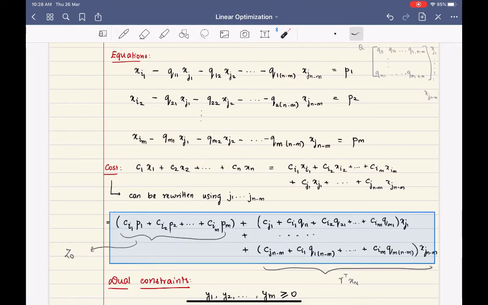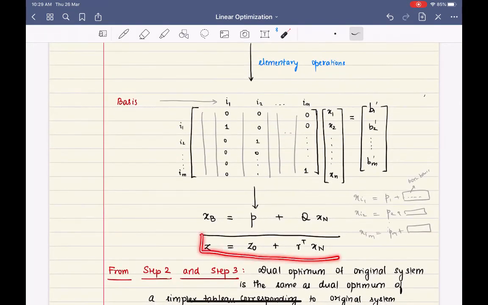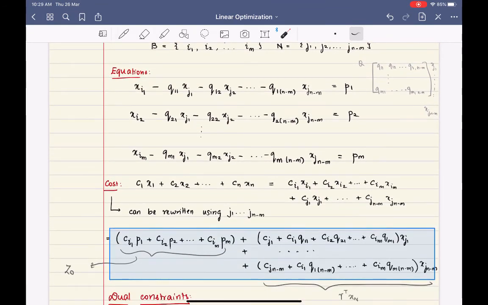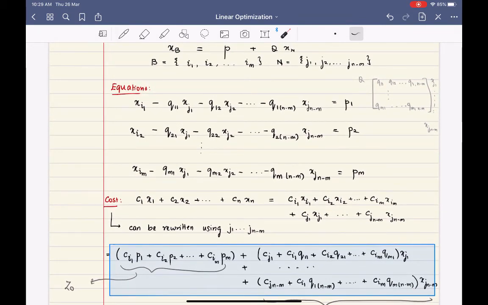Essentially, in the notation, this was z0 and this is r transpose. So suppose we denote this by z0 and denote this by some r transpose xn. So this is a set of equations. This is the system. You have this along with the cost, which is written like this, and then you want to maximize this entire thing. But note that since this is a constant, we can say that we are maximizing this function over xj1 till xjn minus m.